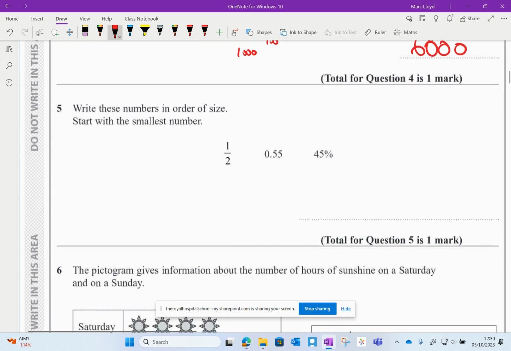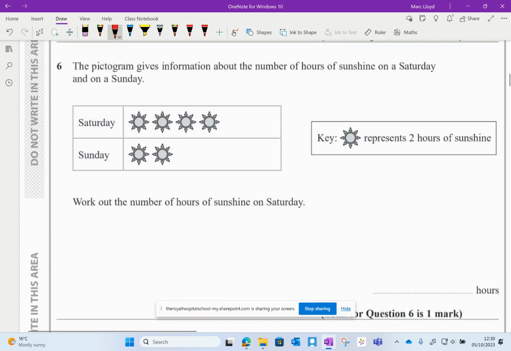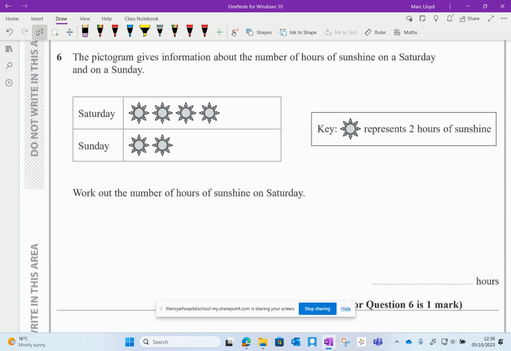Write these in size order. Okay, so I'm going to convert these to decimals. I think this is easier. So that gives us 0.5. This one gives us 0.45. So clearly this one is the smallest one. So that's going to go on the left-hand side. Our next one is a half, and then finally 0.55. So we've gone from smallest to biggest. Remember to check that.